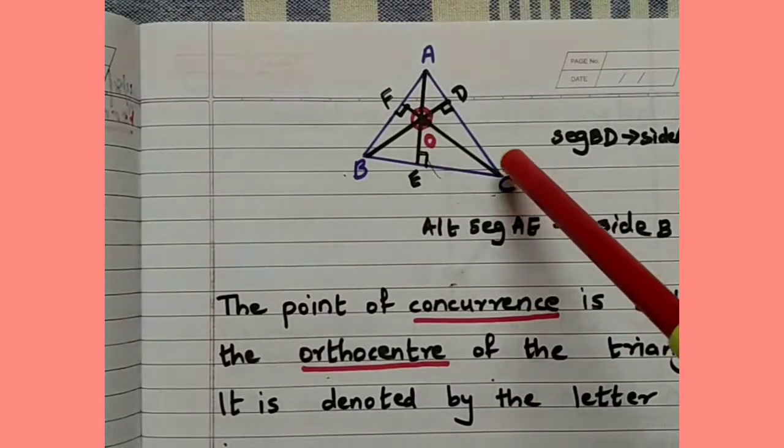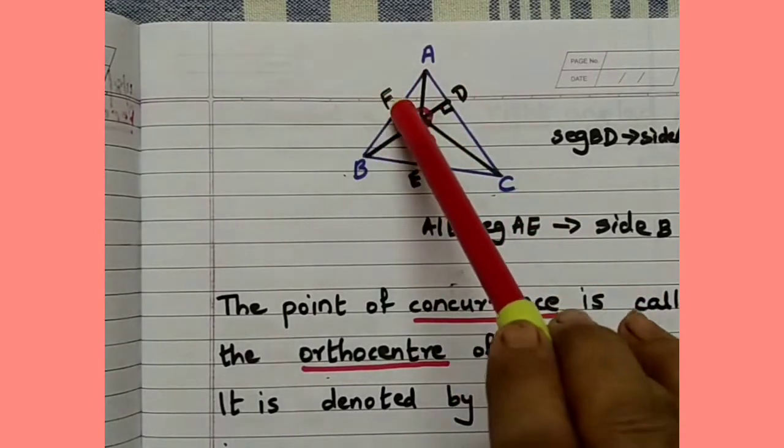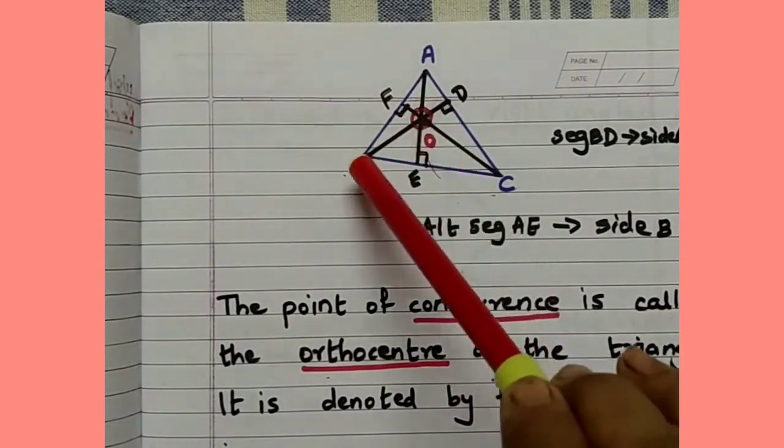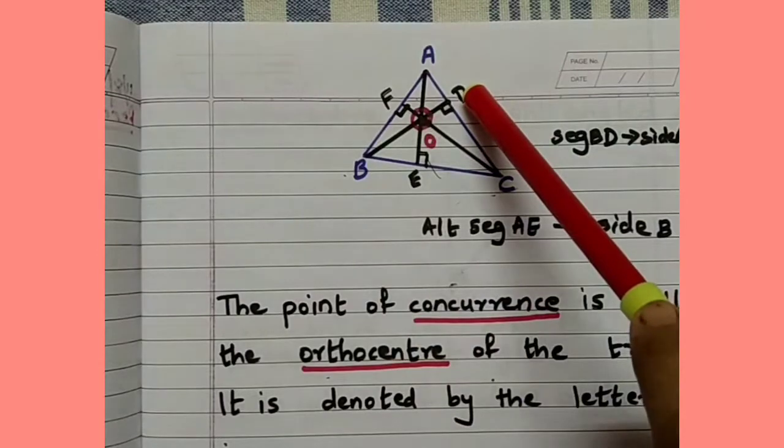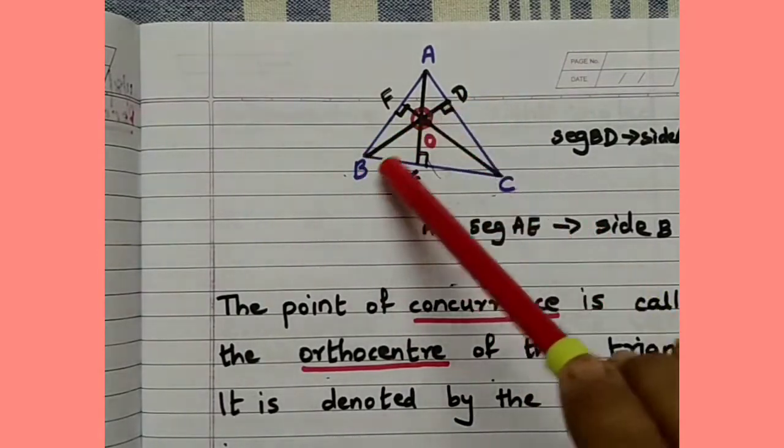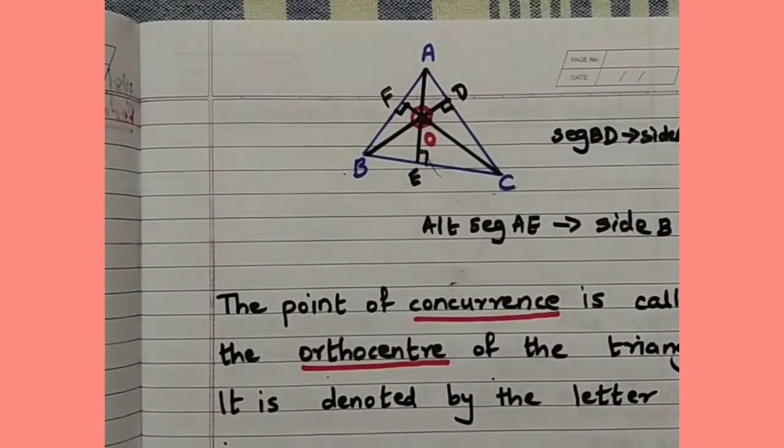Similarly, from C we draw a segment to AB which will make an angle of 90 degrees. From B we draw a segment to AC which will make an angle of 90 degrees. Now how are these segments drawn?